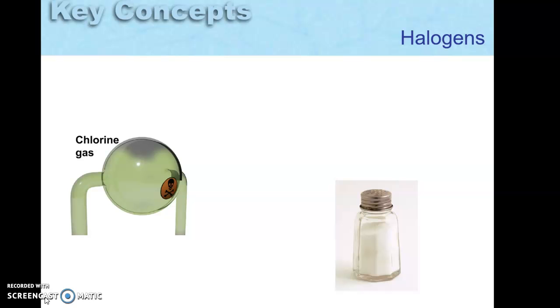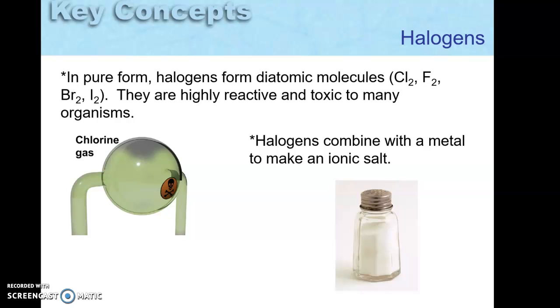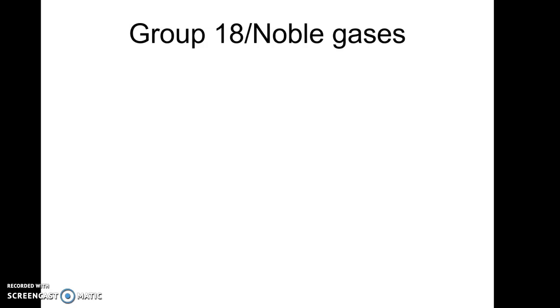Okay, so let's look a little bit more at our halogens. So we've got chlorine gas and table salt. In pure form, halogens form diatomic molecules, Cl2, F2, Br2, and I2. They are highly reactive and toxic to many organisms. However, halogens will combine with a metal and make an ionic compound or a salt. And the one we're most familiar with is the metal sodium combining with the halogen chlorine to make sodium chloride, NaCl, table salt.